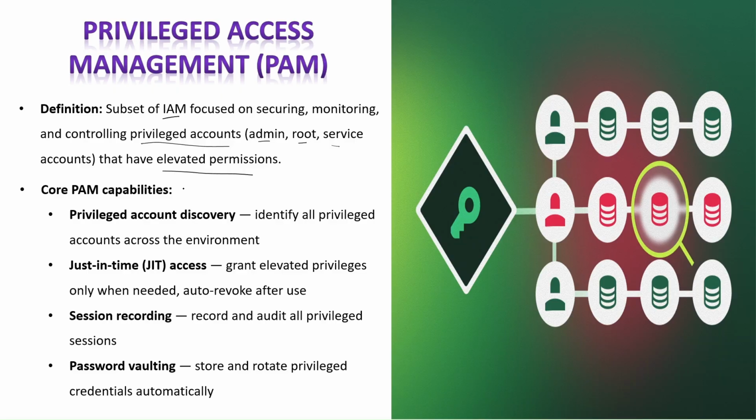So, what are the core privileged access management system capabilities? So, they may give us privileged account discovery. So, for example, we have a new system, we introduce it inside our organization, our environment. It may help us identify our privileged accounts across the environment. Just-in-time access is granting elevated privileges only when needed and auto-revoke after use. So, since the privileged accounts have escalated privileges, it is very risky to use them all the time for all the tasks. So, they are only used when they are required and then automatically revoked.